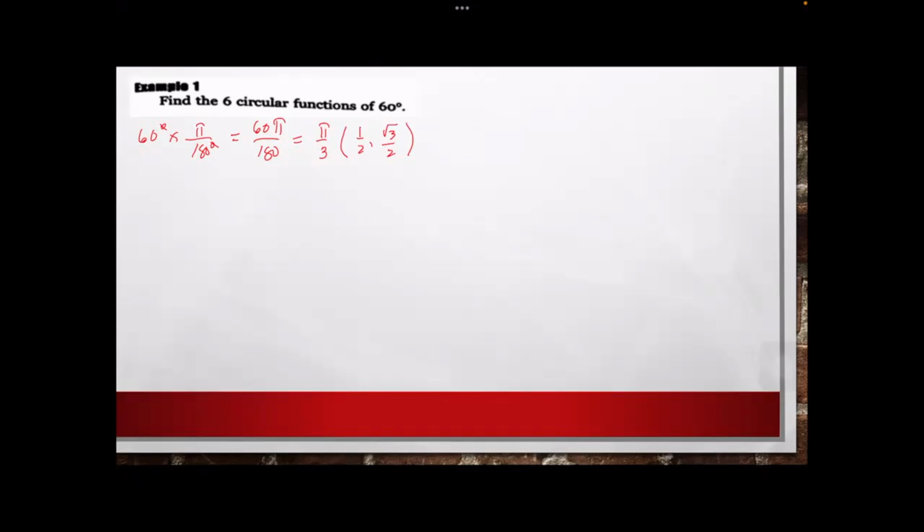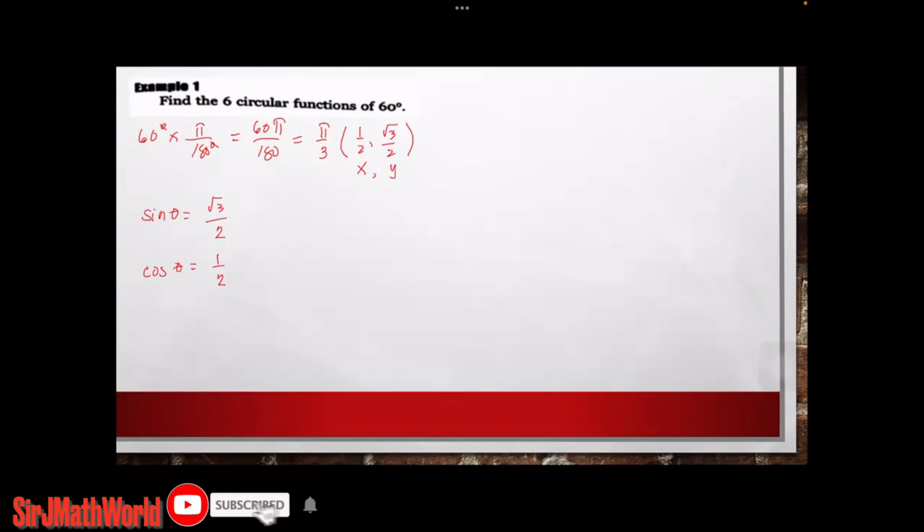Now, in this answer, we can determine the x, since it's a coordinate, and the y. So automatically, we have sin theta is equal to y. Therefore, this will be equal to the square root of 3 over 2. And cosine theta is equal to x. So, therefore, this is 1/2. Okay? Sin is y, cosine is x. So sin is y, which is square root of 3 over 2. Cosine is x, which is 1/2, because the value of our x is 1/2.